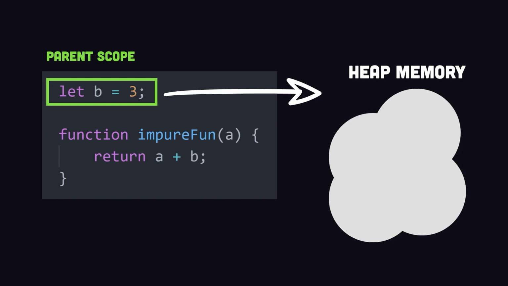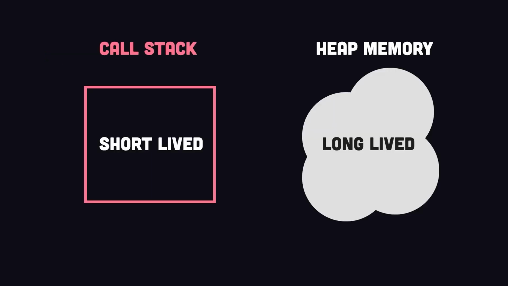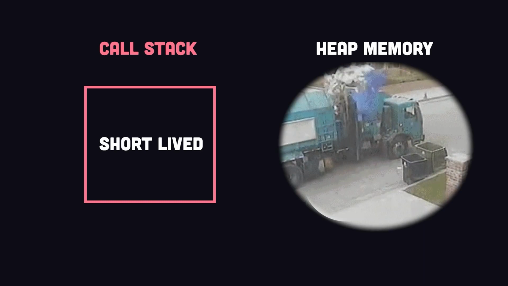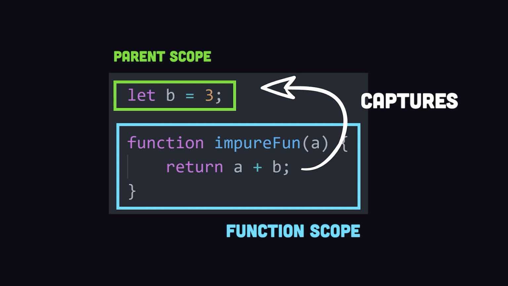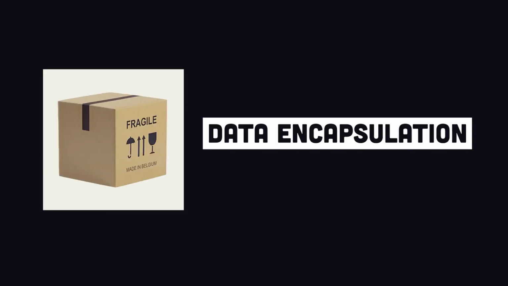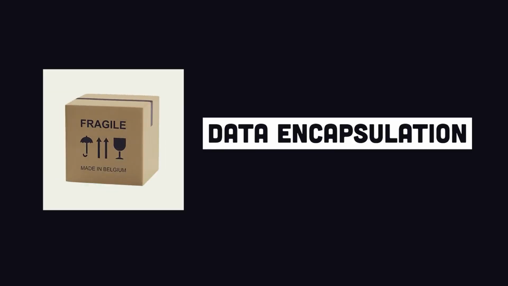That area of memory is called the heap, and unlike the call stack, which is short-lived, it can keep data in memory indefinitely, then decide when to get rid of it later with the garbage collector. So a closure is not just a function, it's a function combined with its outer state or lexical environment. As you might imagine, closures require more memory and processing power than a pure function, but you'll come across many practical reasons to use them, the most important one being data encapsulation.